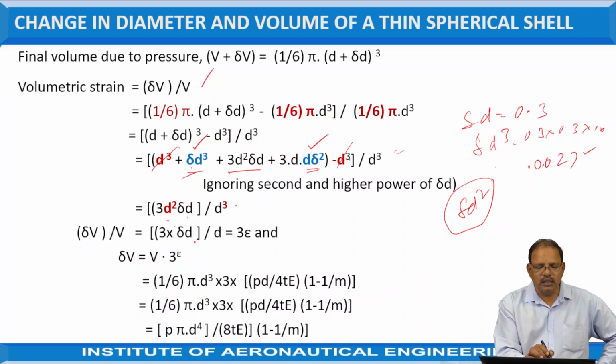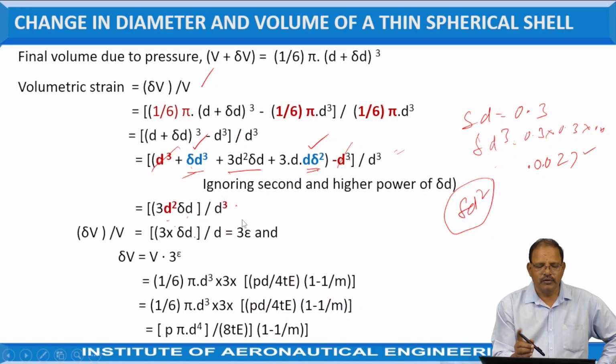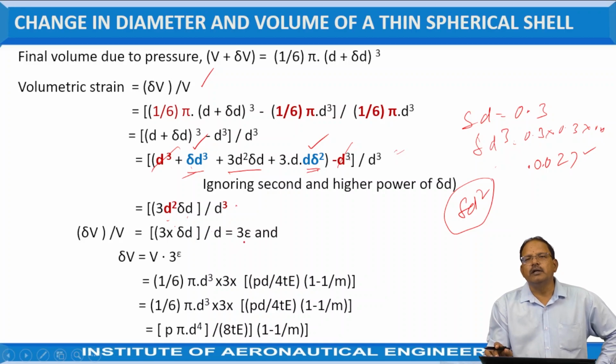So it is equal to 3 into delta D, where D cubed is in the denominator and D squared in the numerator. The final value is equal to 3 into delta D by D, which can be written as 3 into epsilon, that is 3 times the strain produced in one direction.